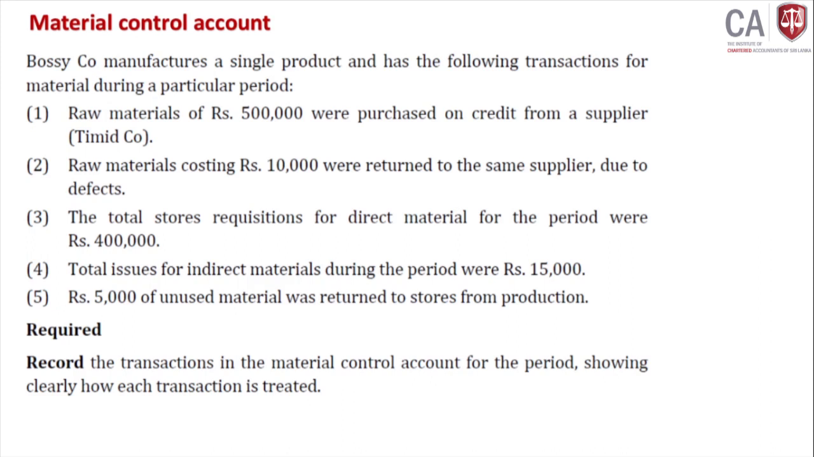Raw material of 500,000 was purchased on credit from suppliers. When you purchase raw material from suppliers, accounts payable, the creditor, will be credited, and you debit the material control account. How much? 500,000. Raw material of 500,000 you purchased.